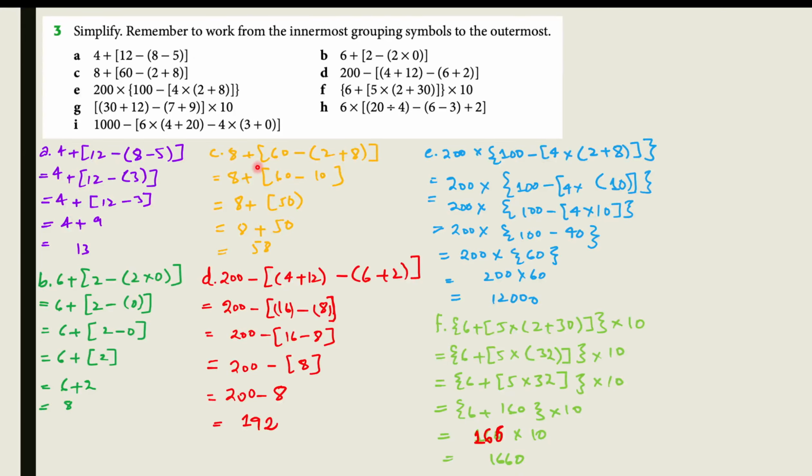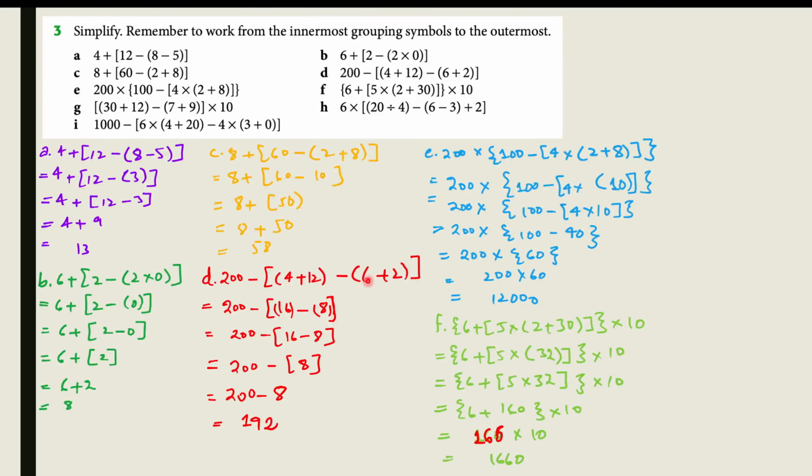Next, the C part is 8 plus, in the square bracket, 60 minus, then we have the parenthesis 2 plus 8, and the parenthesis and square bracket both close. So we start from the innermost, which is this parenthesis. 2 plus 8 is equal to 10. Then we have the square bracket to solve. So 60 minus 10 is equal to 50. We are done with the square bracket. So 8 plus 50 is equal to 58. 58 is our answer.